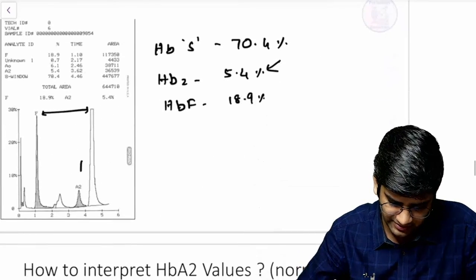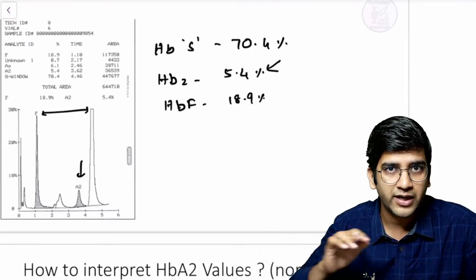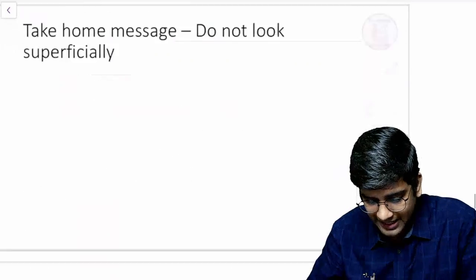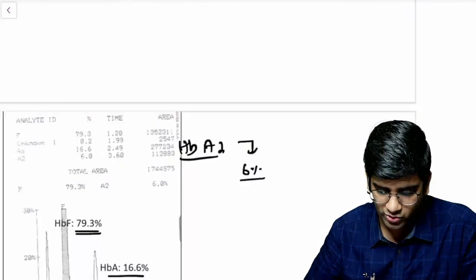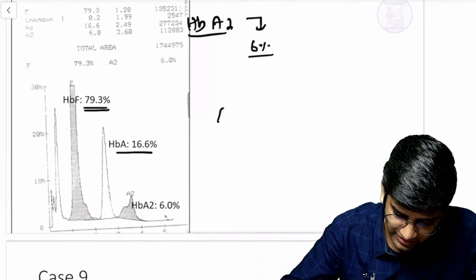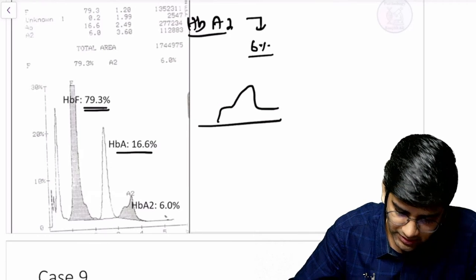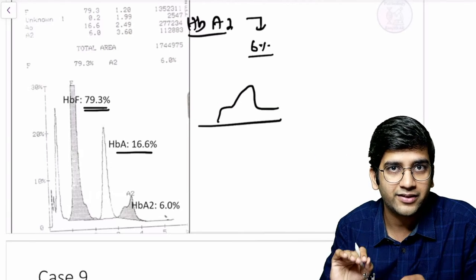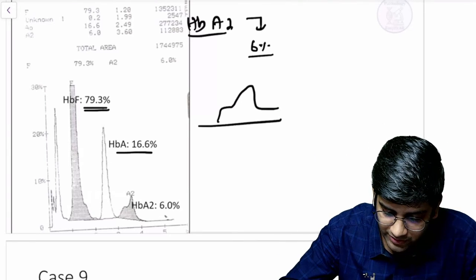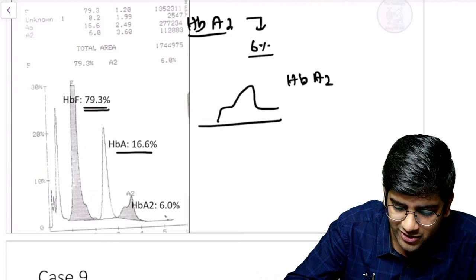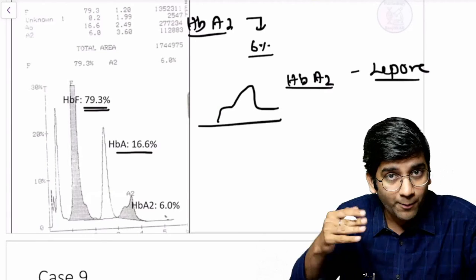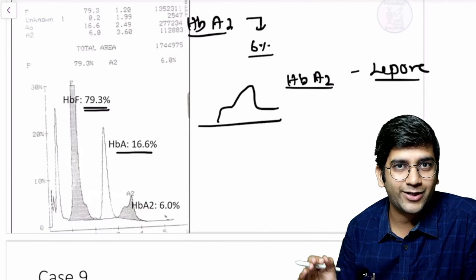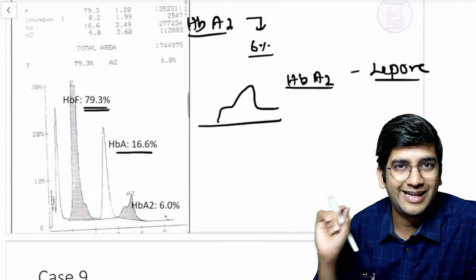Wherever we had thal till now, HbA2 was smooth. It went up, it came down. But in this case, HbA2 was not smooth. It had a piggyback. It's looking like something different. It's having like this climbing thing. It's like a waveform. This waveform of HbA2 is very, very classical for LEPR. It's a very complicated LEPR. I'm not going into the exact diagnosis here. I just want you to remember LEPR here.